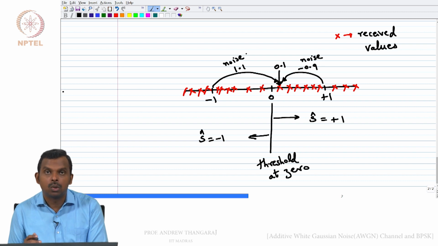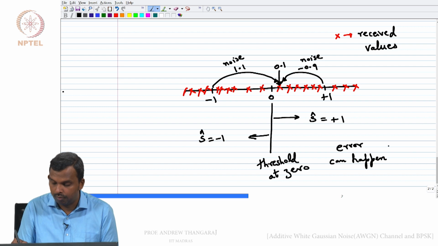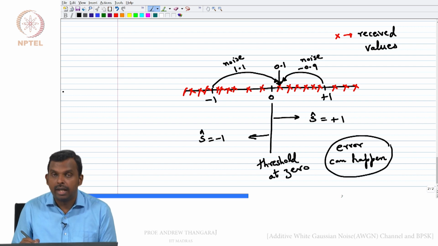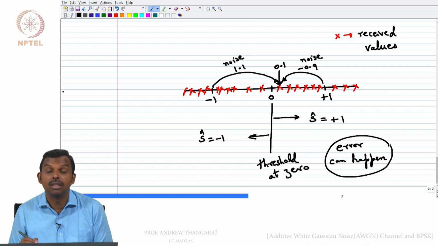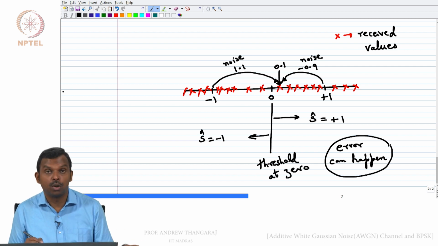So, it can happen that the noise was actually very bad and you were not in luck and noise was actually 1.1 and it was actually minus 1. In those kinds of cases, you will make an error. So, error can happen, that is something to remember, it is alright. Any thresholding you do, error can happen. So, the question is, can we characterize the error, can we find the probability of error.